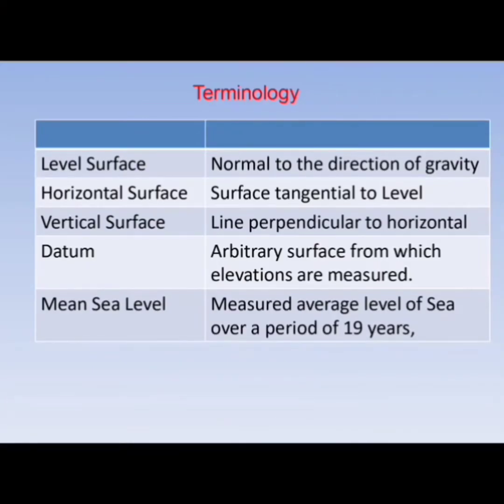Level surface is a surface normal to the direction of gravity. Horizontal surface is a surface tangential to the level surface. Vertical surface is a surface joining lines perpendicular to the horizontal. Datum is an arbitrary surface from which elevations are measured. Mean sea level is the measured average level of the sea over a period of 19 years.